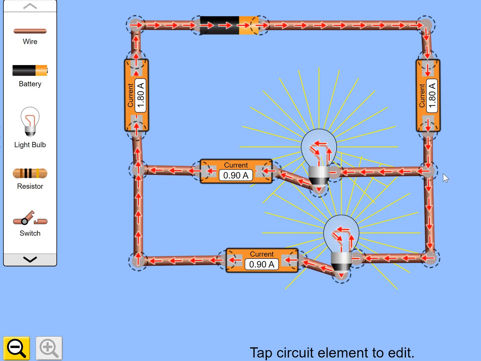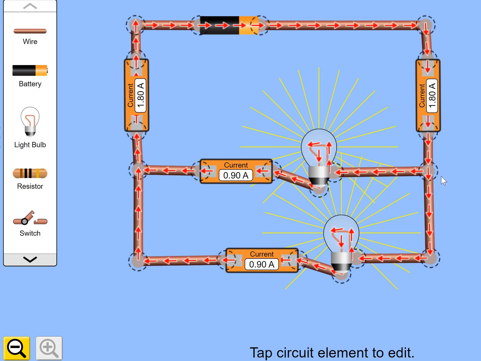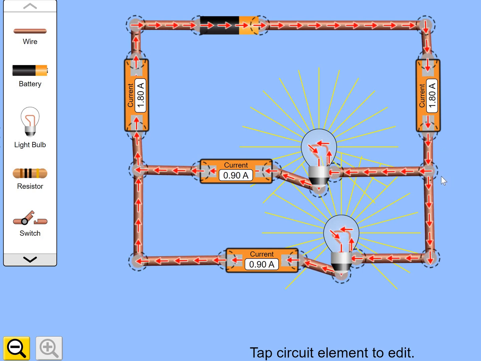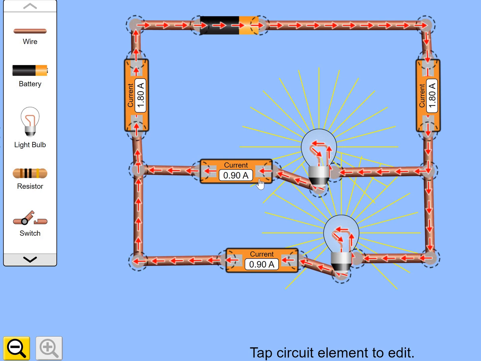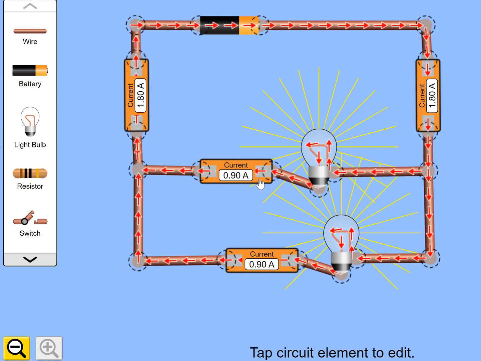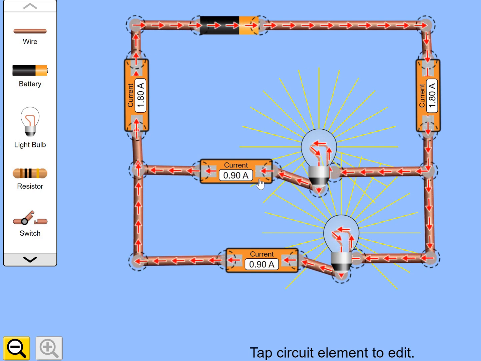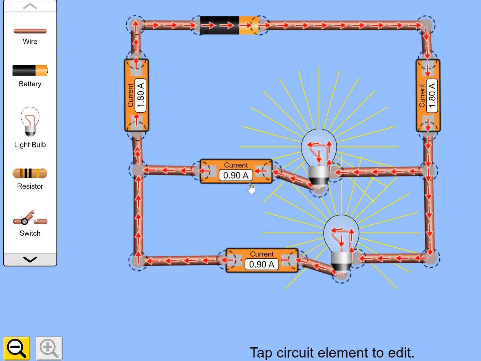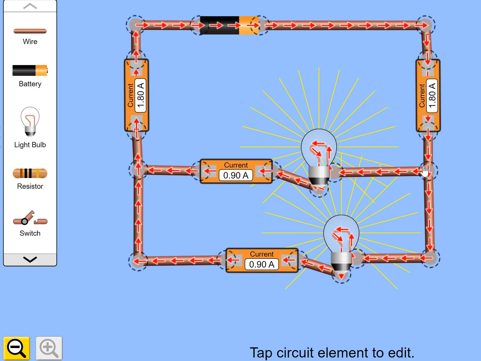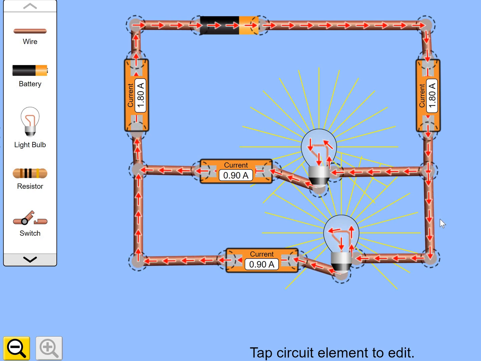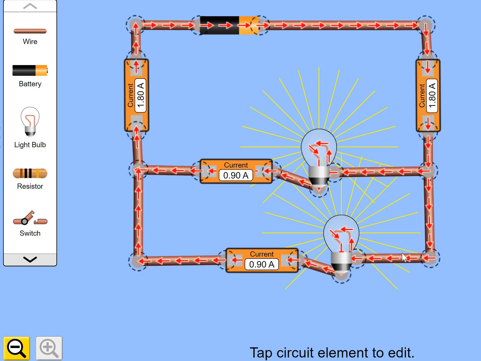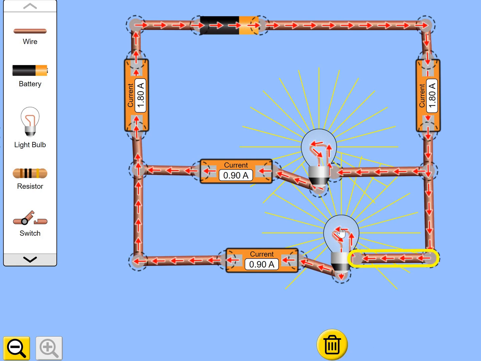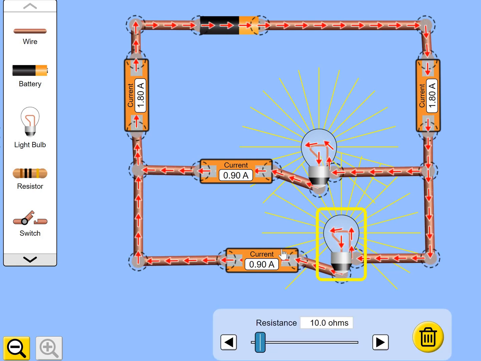You can clearly see at this point here, the electrons are splitting up. Half of them are flowing through this upper branch, and we've got half the original reading. It's 1.8 divided by 2, which is 0.9 amps, flowing through this branch. And similarly, we have got 0.9 amps flowing through the lower branch here.